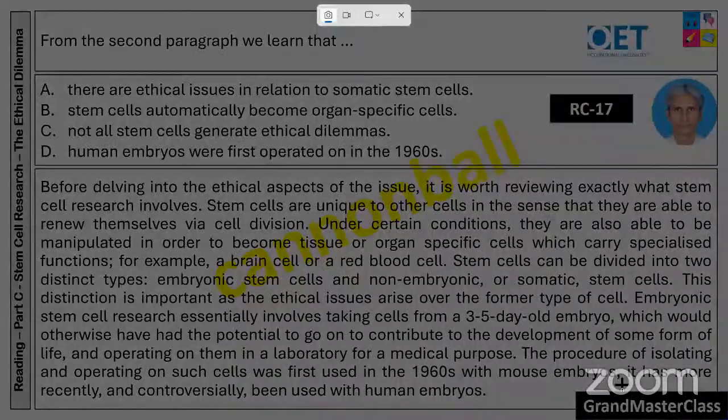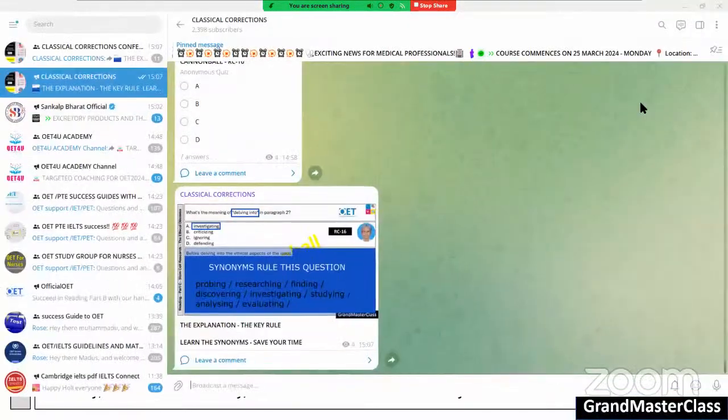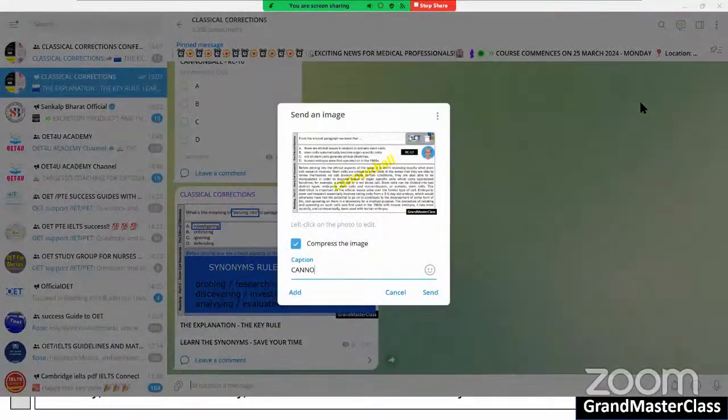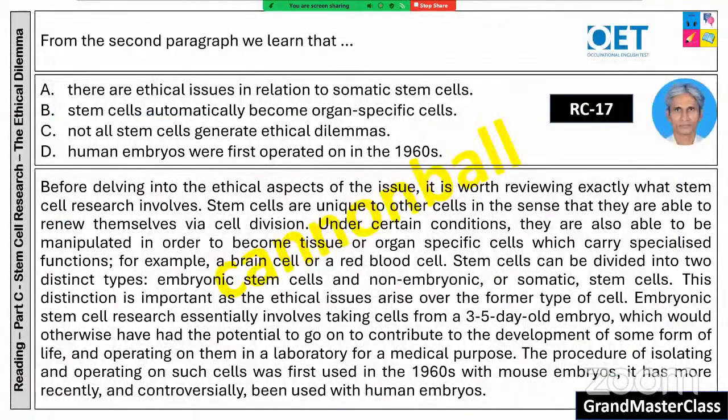Print screen, full screen, cannonball, RC 17. Yes. You have 90 seconds to go through this question.